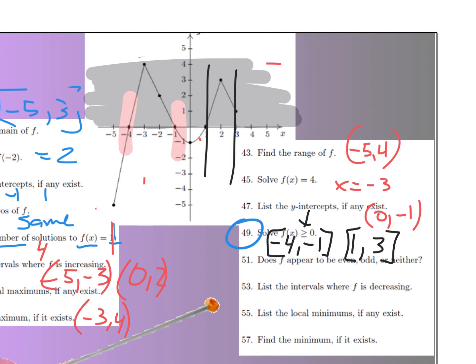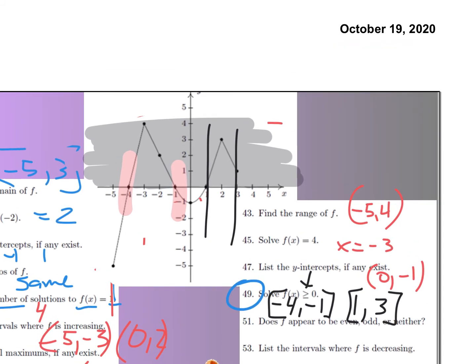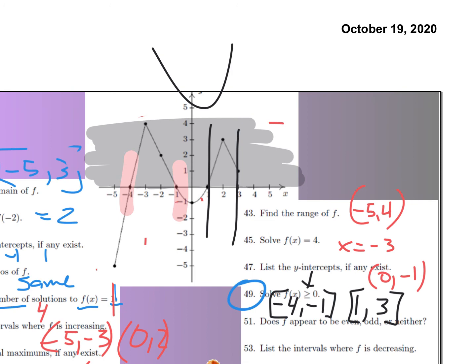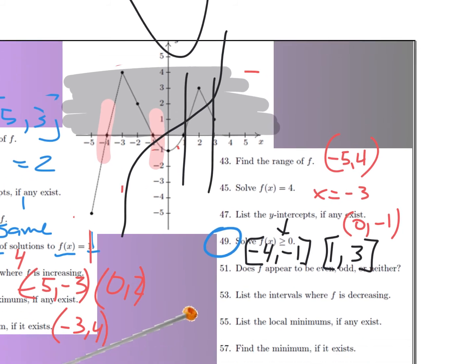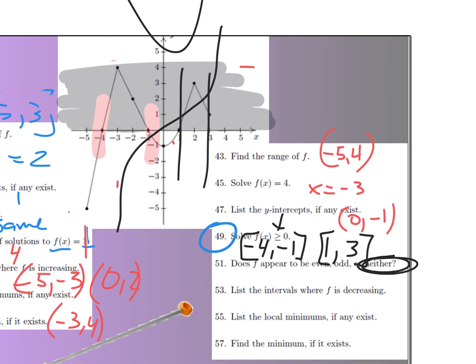Brackets. Does it appear to be odd, even, or neither? Well, if it was like this, it would have been even. If it was kind of like this with origin symmetry, it would have been odd. It's neither. Where is it decreasing? From -3 to 0. And from 2 to 3. I could see the argument for parentheses or brackets. I would want you to use parentheses. Probably wouldn't have marked brackets wrong, because you could kind of make an argument for brackets.